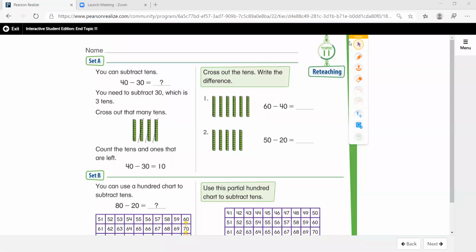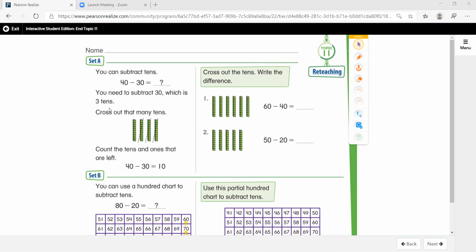First graders. Today we're going to go over the answers to your set review, sets A through D, to help you prepare for tomorrow's Topic 11 assessment. So as you can see on my screen, I have the same copy of the textbook that you have in your packet. You should have already completed sets A through D, and I'm going to go over the answers with you so that you can check your work.